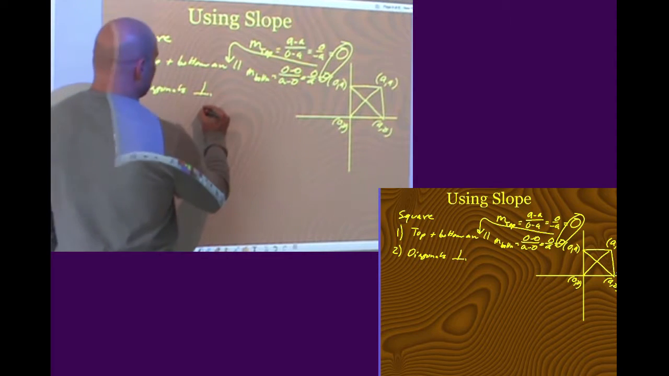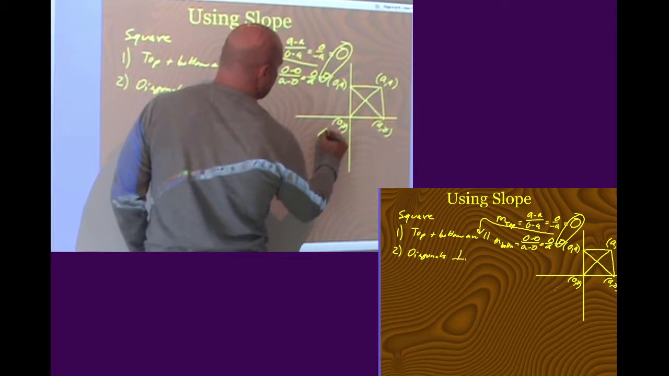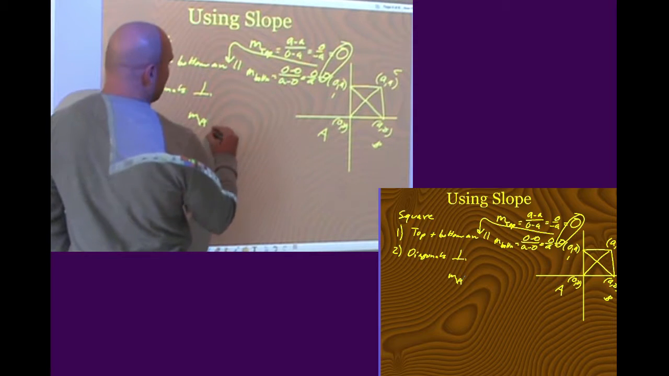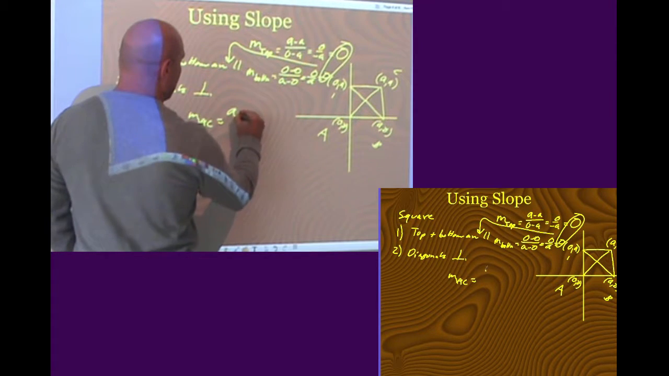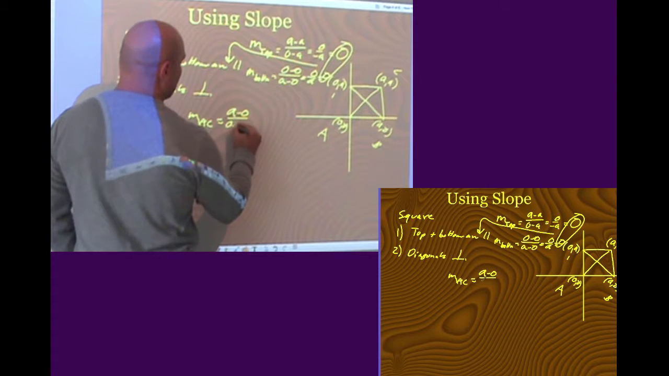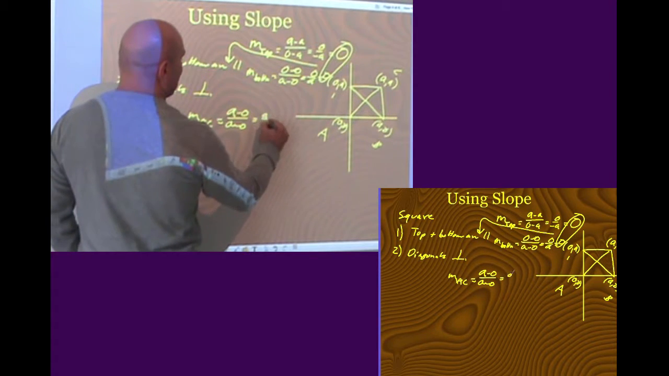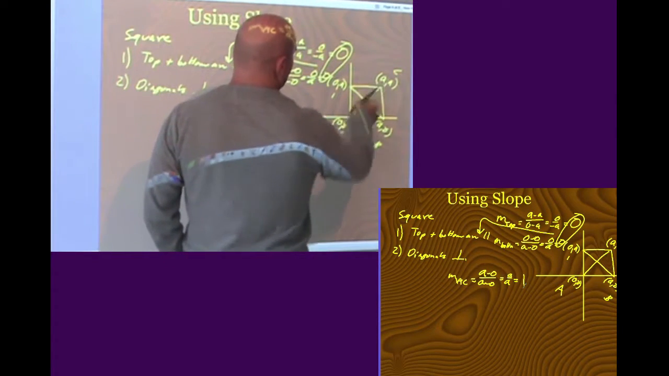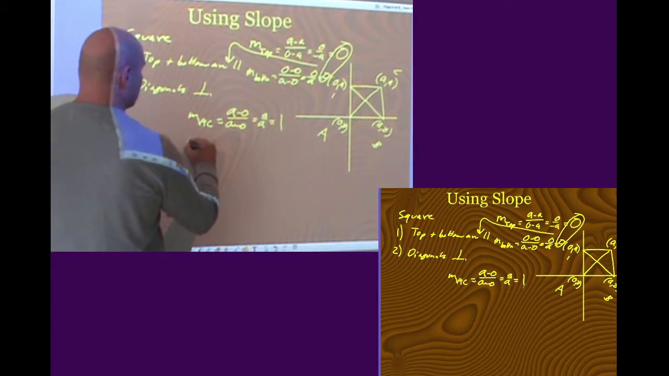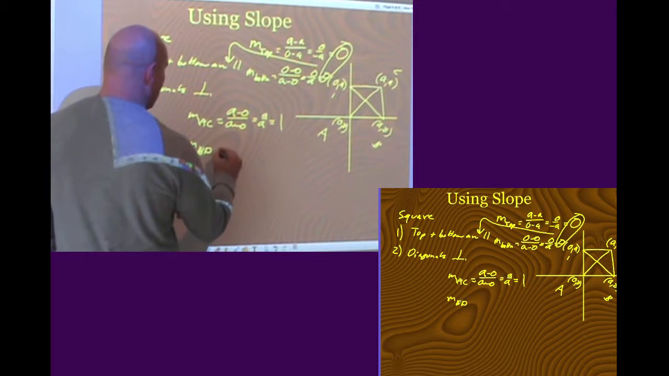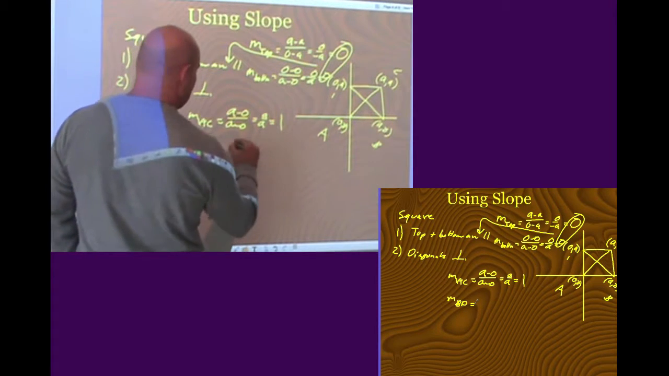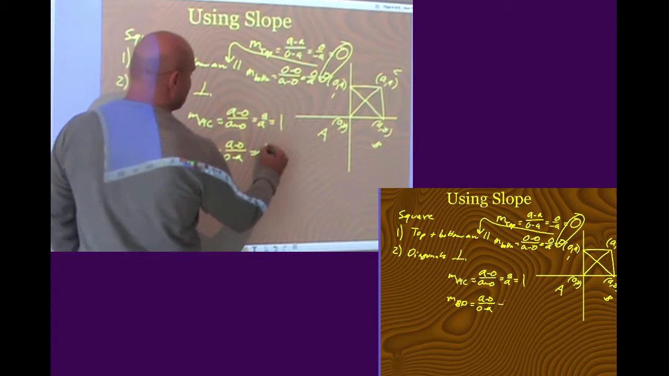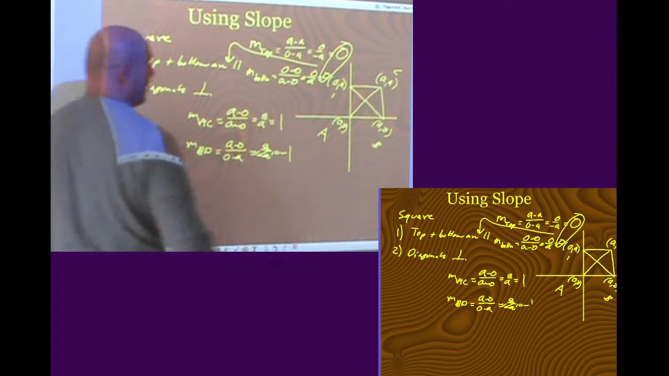Let's calculate the slopes. Let's give these some letters this time. A, B, C, D. So we want the slope of segment AC. Y minus Y is A minus 0. X minus X is A minus 0, which is A over A, which is 1. So the slope of that line is 1. Slope of the other one, slope of BD, is Y minus Y, which is A minus 0, over X minus X, which is 0 minus A. That's A over the opposite of A, which is negative 1.